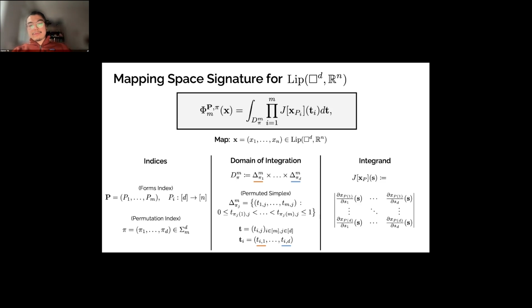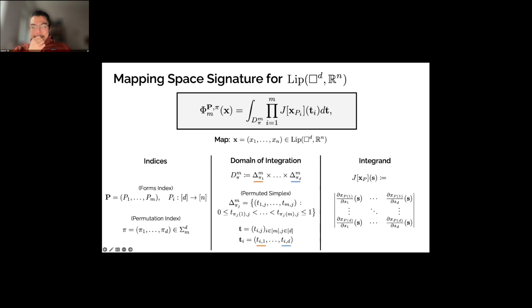And finally, the integrand is going to be a Jacobian minor of our map X. So here P is going to be indexing a choice of D components of our map. The Jacobian of the projection onto these D components is going to be a square matrix. So this JXP is just the determinant of this Jacobian. So what we're integrating are Jacobian minors.